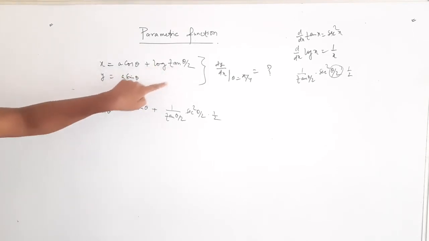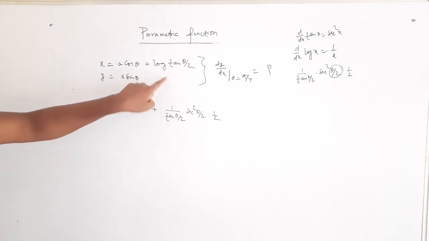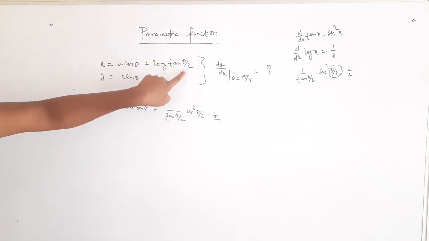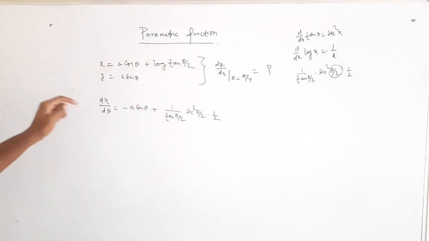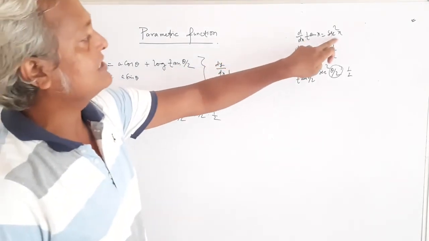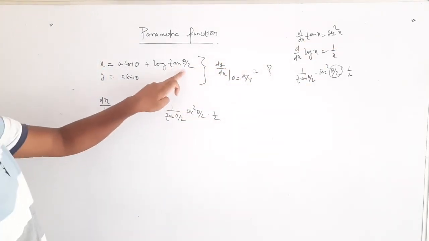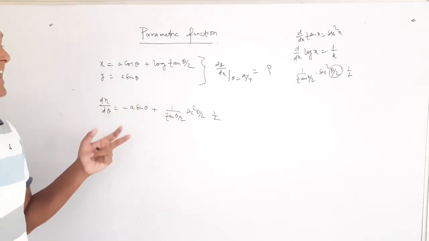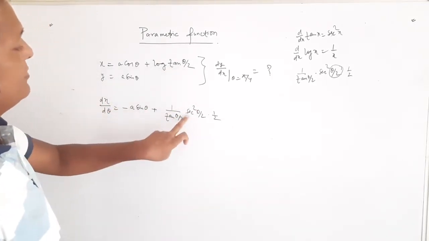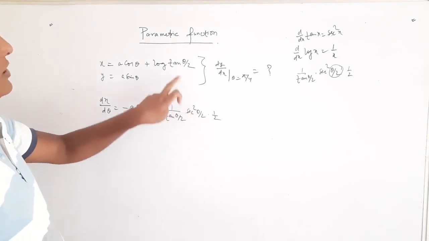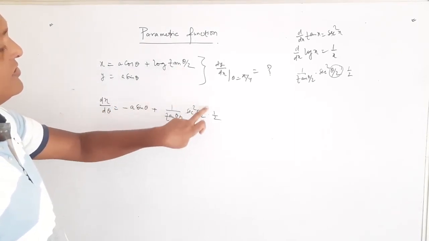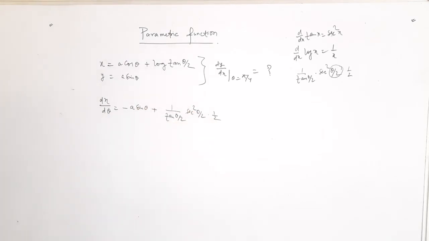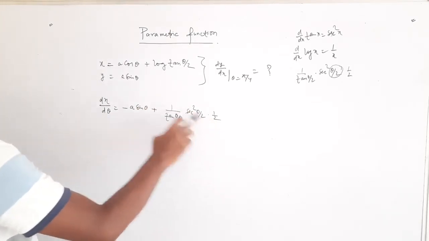So log something, 1 by something, into differentiation of something, that is differentiation of tan θ/2. So differentiation of tan x is sec² x. Now differentiation of tan θ/2 will be treated as differentiation of something, which is not just x. So tan θ/2 will become sec² θ/2. Again θ/2 is the something. So differentiation of that something is 1 by 2. So this is our dy by dθ.